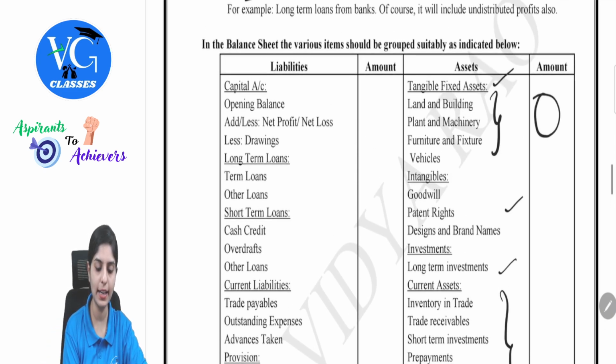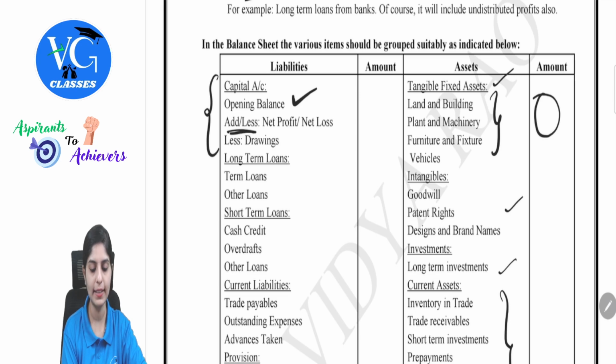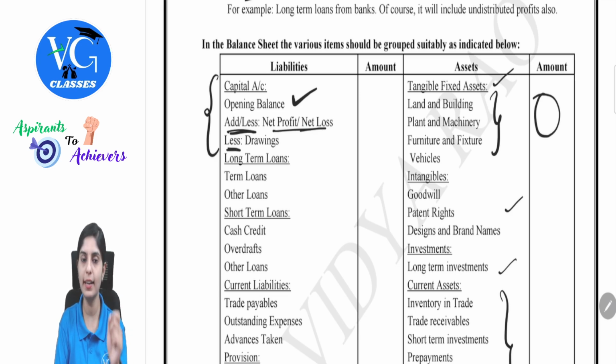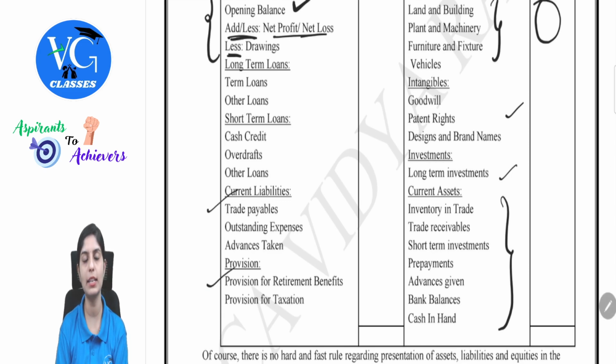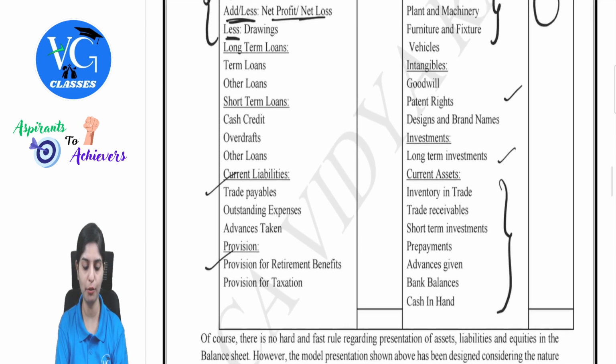Here on the liability side, for capital exclusively, observe, we will have the opening balance, and then to this add or less any current year net profit or net loss. Any drawings we will subtract, because as we understood with the journal entry, it is the owner's balance itself. If they have drawn, the balance will come down, so we will have to reduce this. Then long-term loans, short-term loans, current liabilities, and then any provision other than bad and doubtful debts, that is not connected to debtors, will come here as provision.